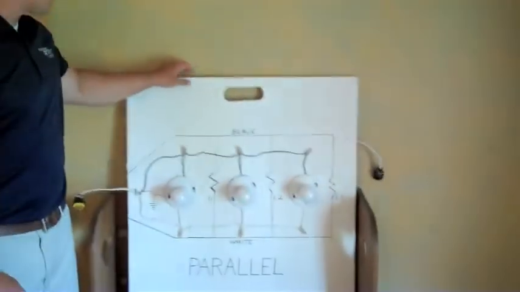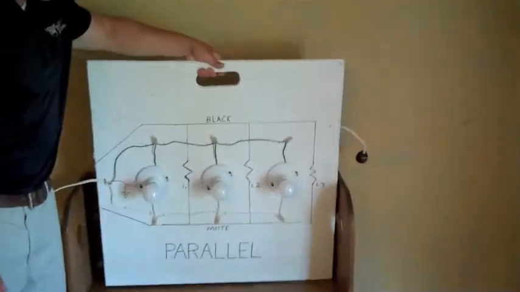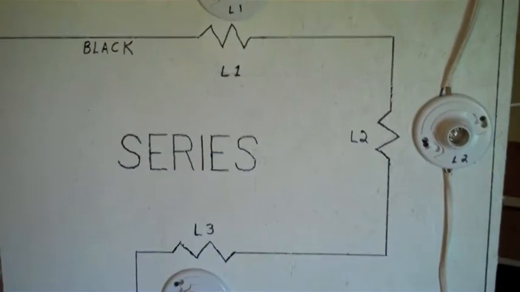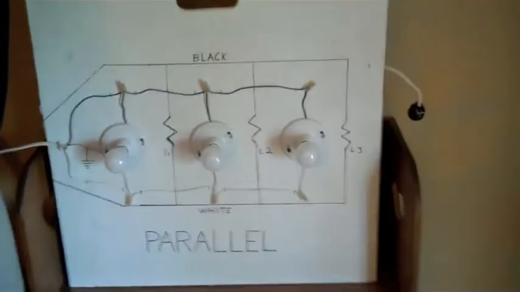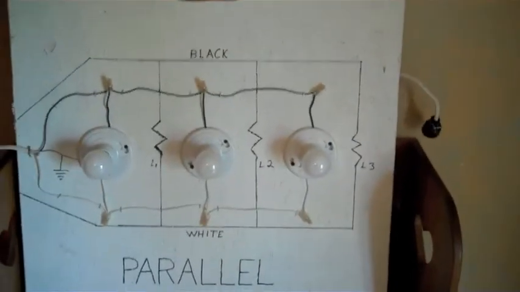We had the 2 different types of wiring. We had our parallel and series. In our series, one light bulb goes out, the rest of the light bulbs go out. In our parallel circuit, one light bulb goes out, the other 2 stay on.